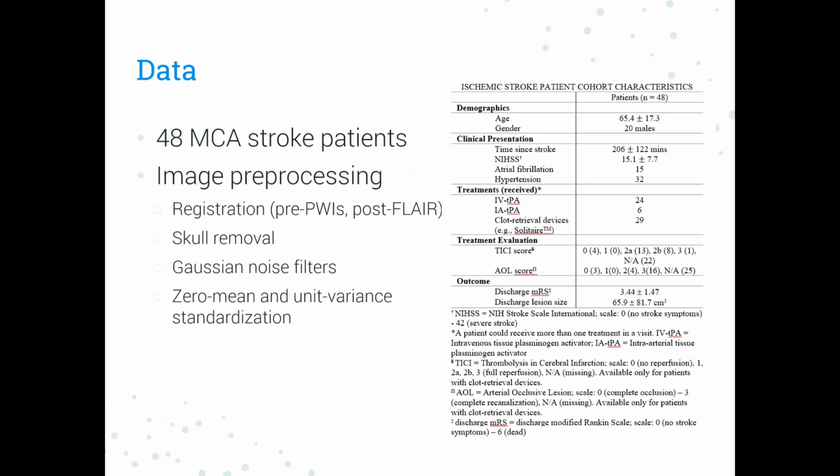So we got 48 middle cerebral artery stroke patients from our imaging repository, our PACS. We did some standard pre-processing. We had to do registration and skull removal, but we then did some Gaussian noise filtering and some zero mean and unit variance standardization. You can see some of the demographic and clinical presentation information for the patients here.